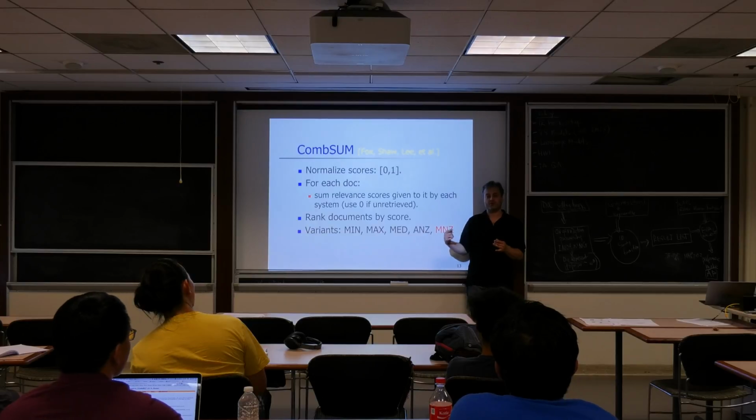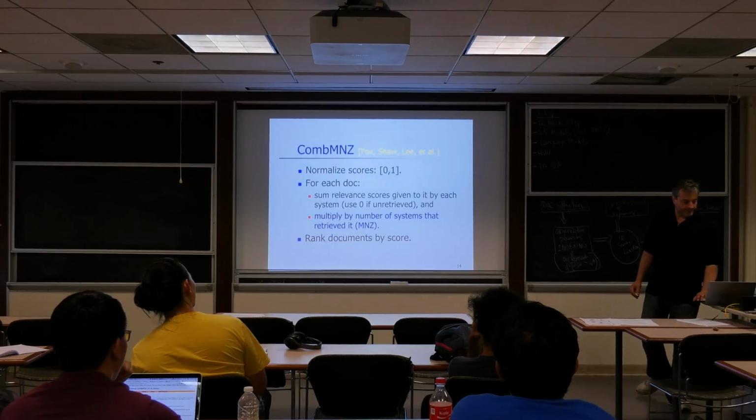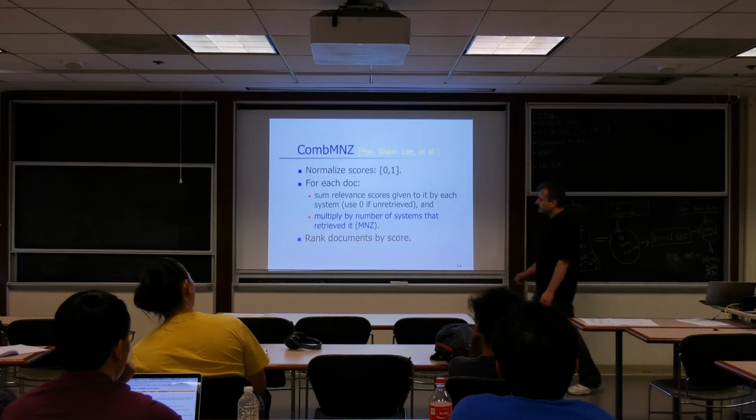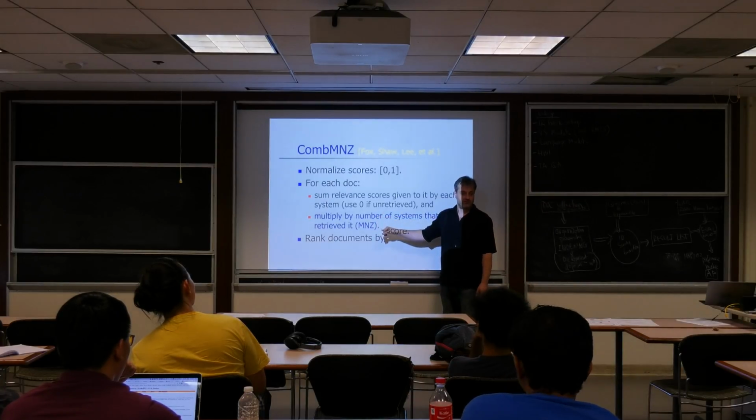It says 348 systems contain this document. If only 3 of them contain the document, then it multiplies by 3. So it multiplies by how many lists actually produce the document.